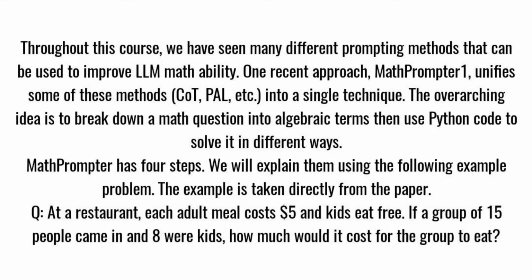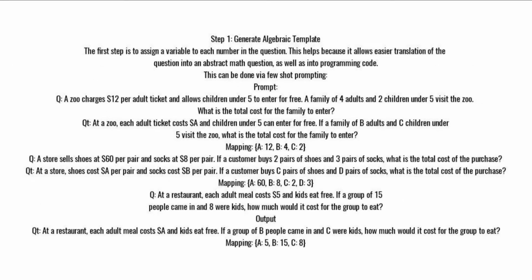We will explain them using the following example problem. The example is taken directly from the paper. Question: at a restaurant, each adult meal costs $5 and kids eat free. If a group of 15 people came in and 8 were kids, how much would it cost for the group to eat? Step 1. Generate algebraic template.